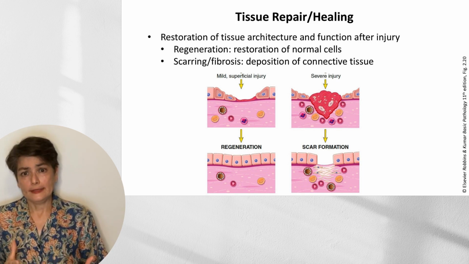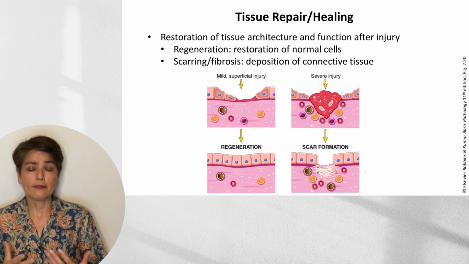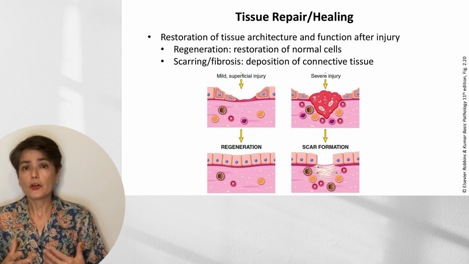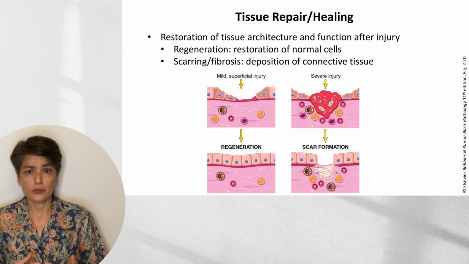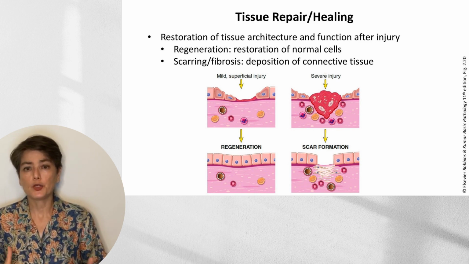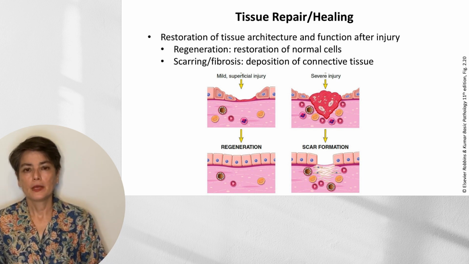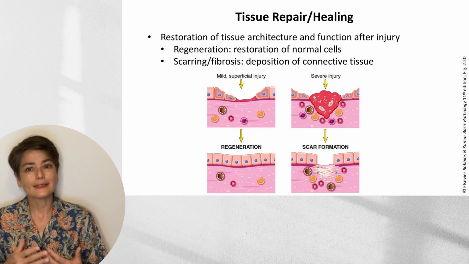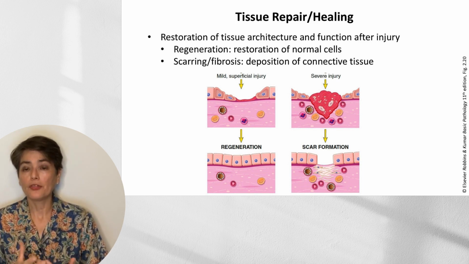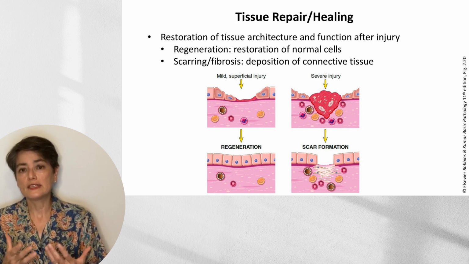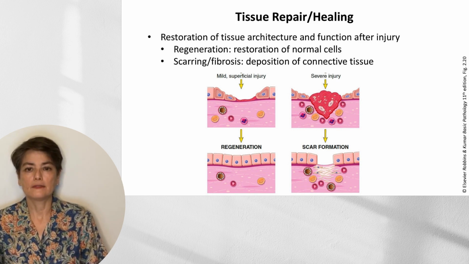So the goal is to restore tissue architecture and function after injury. And there are two processes that the body can use. One is regeneration, in which you have restoration of normal cells and you return back to your healthy state. The other is scarring or fibrosis, in which the body is not able to completely return to normal health and has to deal with the deficit by putting in connective tissue.